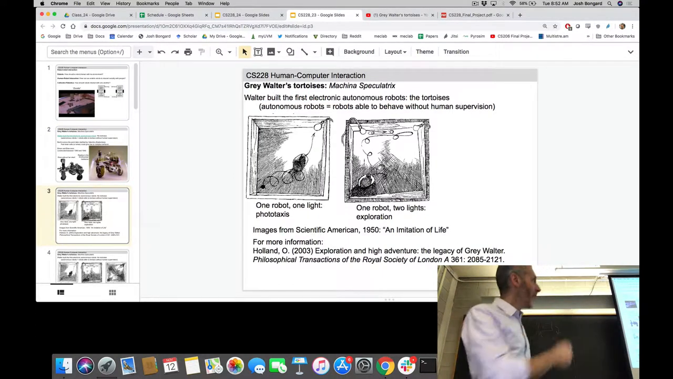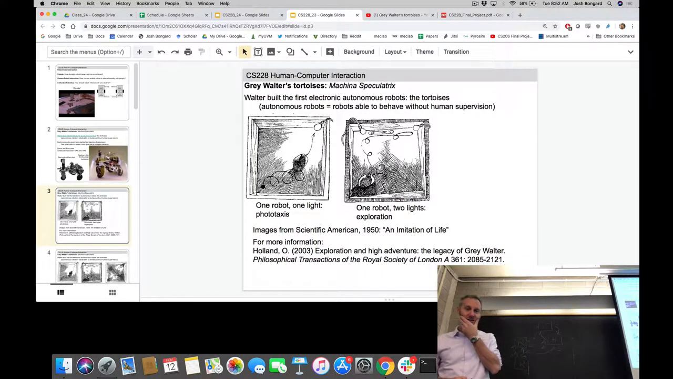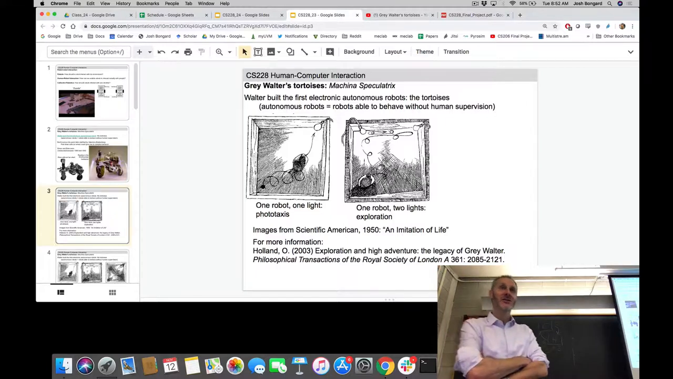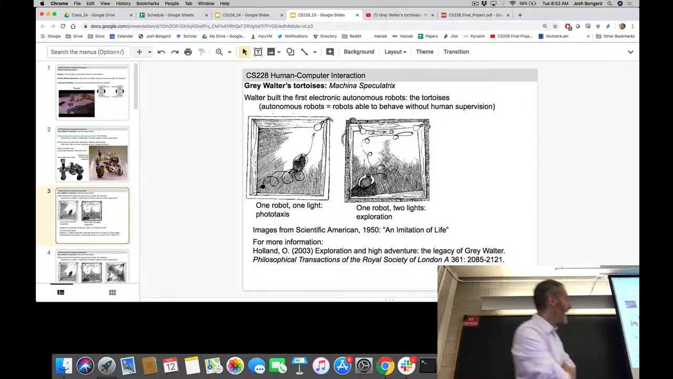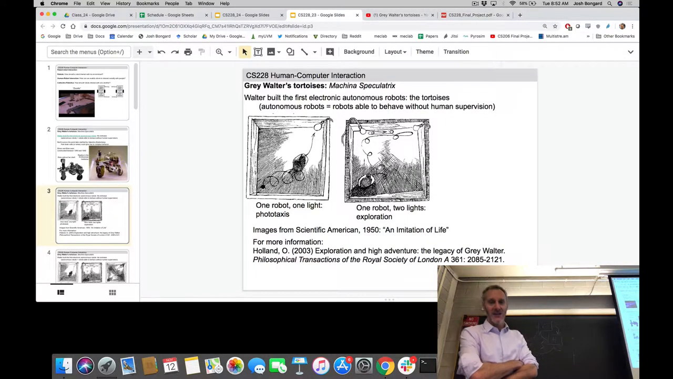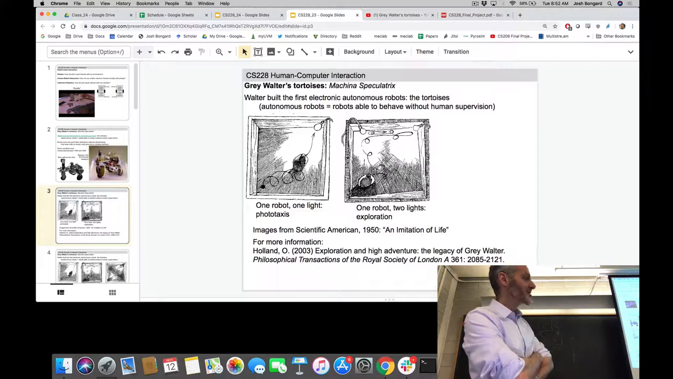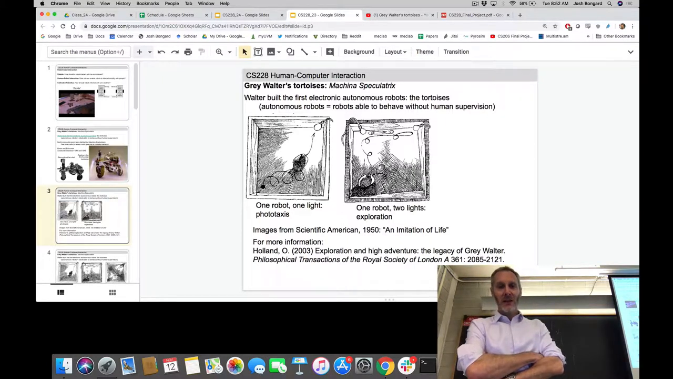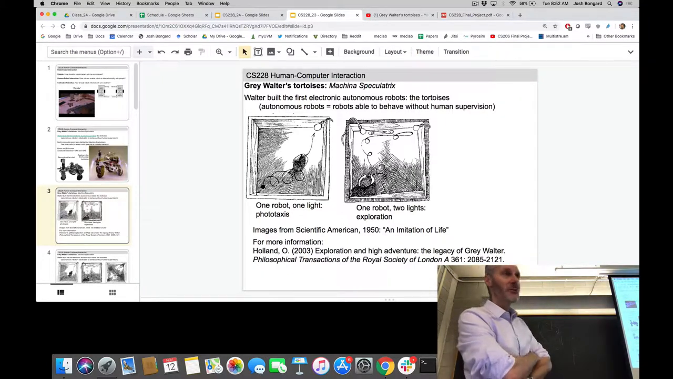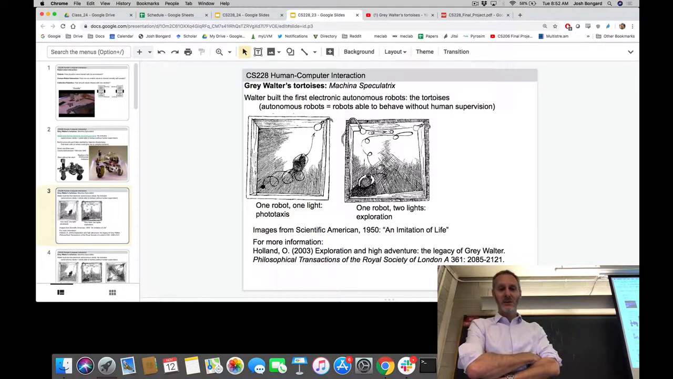Okay, so as I mentioned, Grey Walter built his tortoises back in the late 40s. He published a paper in Scientific American a couple of years later in 1950, An Imitation of Life, and had some beautiful hand drawings of the tortoises in operation. On the left, we can see one tortoise reacting to a single light source, and then another robot that is moving in such a way that it explores between two light sources.